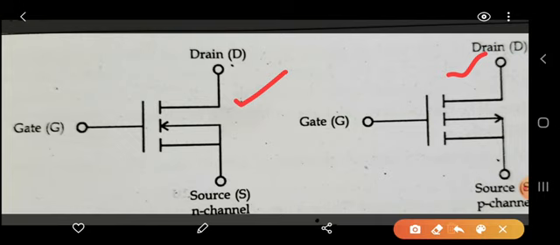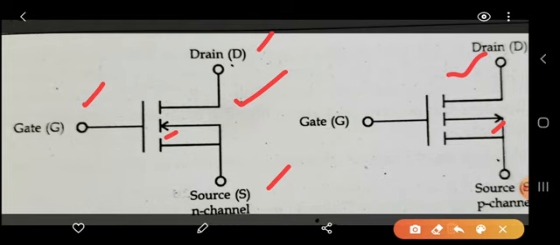What you find in the N channel MOSFET symbol is a gate at this side, a drain at the top side, and a source at the bottom side, and the arrow mark is showing here. This indicates the N channel type of MOSFET. The current will flow from source to drain. And in the P channel, what happens? The arrow mark is showing inside in the N channel and outside in the P channel. In the P channel, the current flows from drain to source.